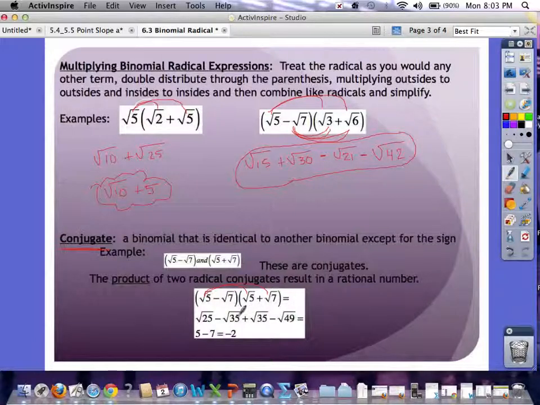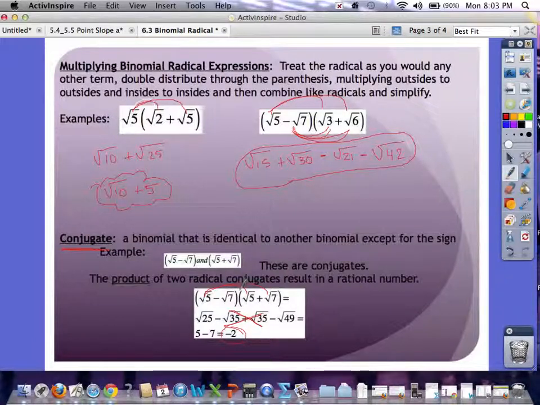All right, so you clean this up. These in the middle, when you have conjugates, they cancel out, just like it would if it was a difference of squares. All right, the square root of 25 becomes 5. The square root of 49 becomes 7, and it's a negative 7. So that's 5 minus 7, which is negative 2. That is our final answer.